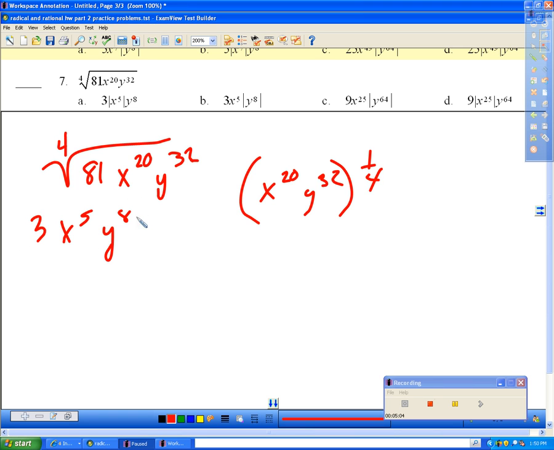Anything to an even-numbered exponent, no matter what y happens to be, will always turn out to be positive. However, since this is an odd-numbered exponent, if x happens to be a negative number, then we need to be sure that we put absolute value bars around it because whatever x to the 5th power is, we want the positive version. Therefore, our final answer is going to be A.